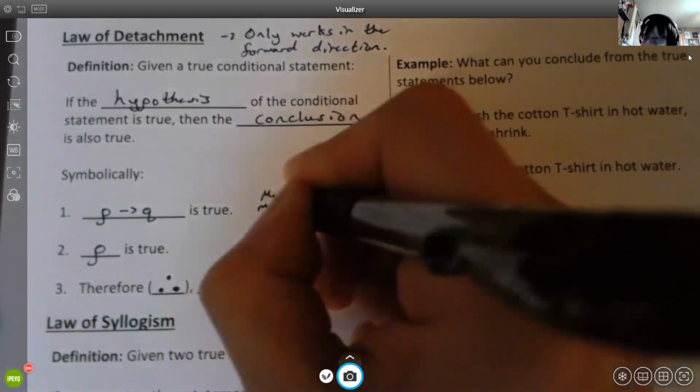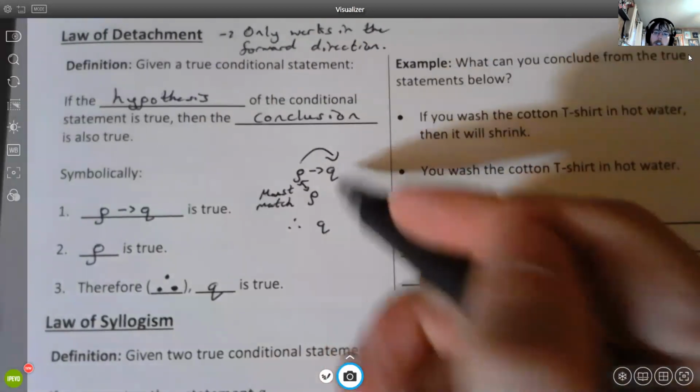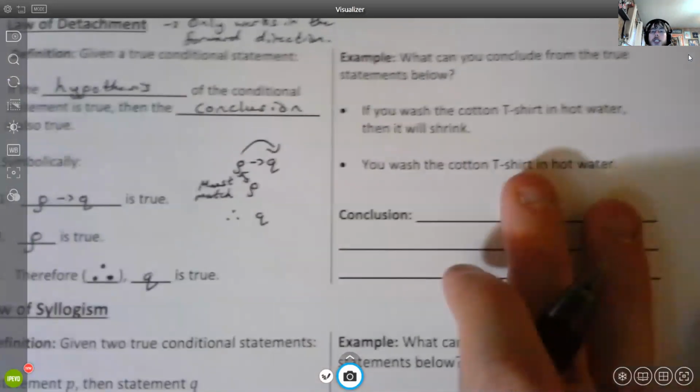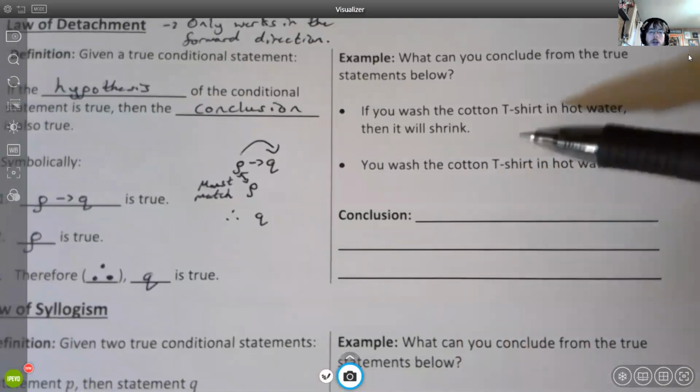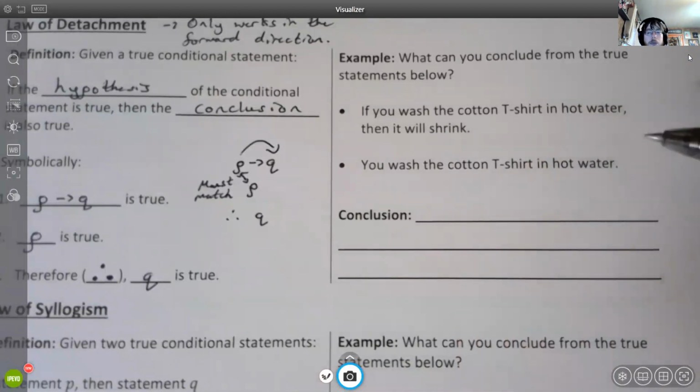And it doesn't matter what they are. They could be not R, Q, S, whatever it is. They're just letters. Those two must match in order to conclude that your conclusion is true. So, for an example, what can you conclude from the true statements below? If you wash the cotton t-shirt in hot water, then it will shrink. Then your second statement is you wash the cotton t-shirt in hot water. So what do you think would be your conclusion?